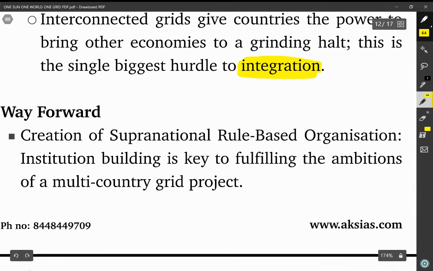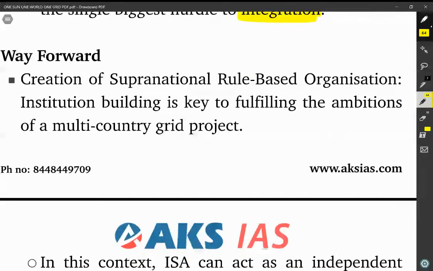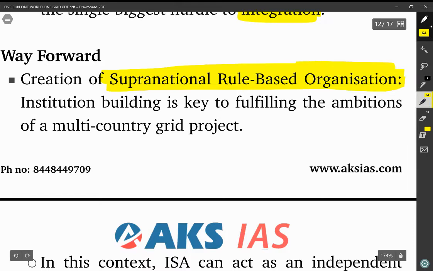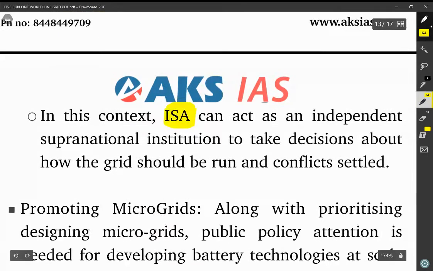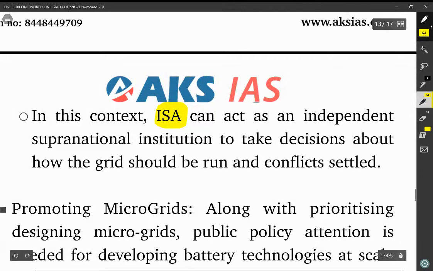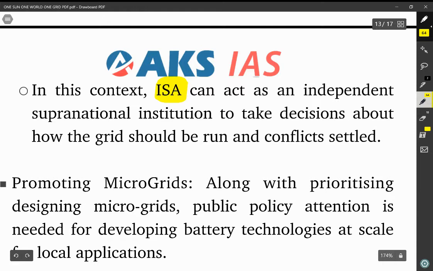So, what is the way forward in this whole issue? The prospective solution could be the creation of a supranational rule-based organization, such as the United Nations or something like that. Institution building is key to fulfilling the ambitions of this multi-country grid project. In this context, the ISA, that is the International Solar Alliance, can act as an independent supranational institution to take decisions about how the grid should be run and conflicts settled.